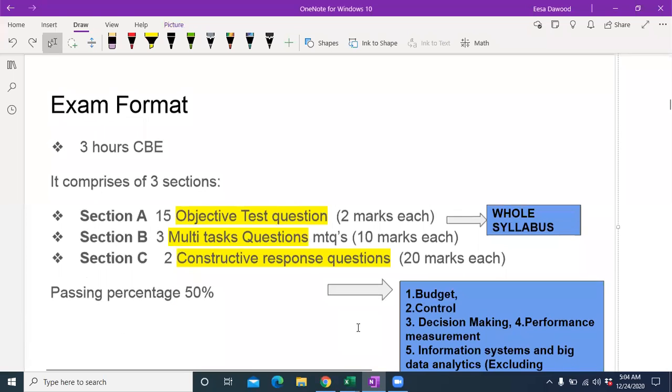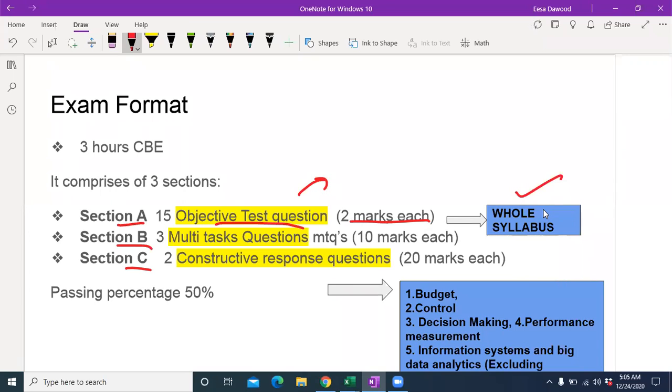Okay. Then have a look at the exam format. Like all other applied skills exams, it's a 3-hour computer-based exam. It comprises 3 sections: Section A, Section B, and Section C. Section A comprises objective test questions. We will look at what kind of objective test questions in our later slides. So 15 objective test questions, 2 marks each, and objective test questions can come from the entire syllabus. It covers the broad coverage of the syllabus, examiner tested from all various areas.